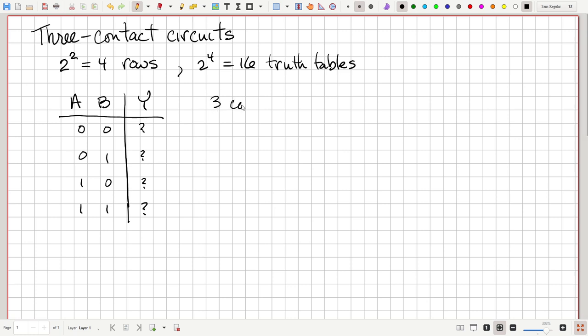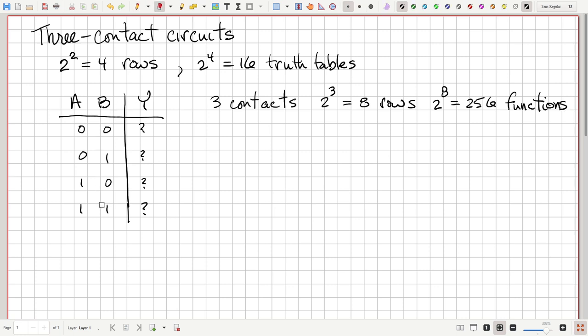So now if we have three contacts, well, we're going to have 2 to the 3 is equal to 8 rows in our truth table. And then we'll have 2 to the 8 is 256 functions or truth tables. Well, we're not going to work out all 256 functions. And of course, if we have four contacts, four input variables, it gets bigger still. Every time we add a new variable, the number of rows in the truth table doubles, and the number of functions goes up exponentially. So this very quickly becomes impractical for us to work out all possibilities. Instead, we have to focus on some general concepts that we can apply to any truth table with any number of input variables.